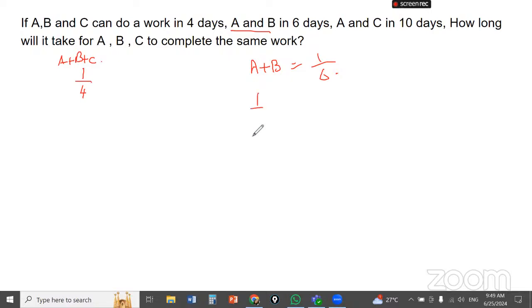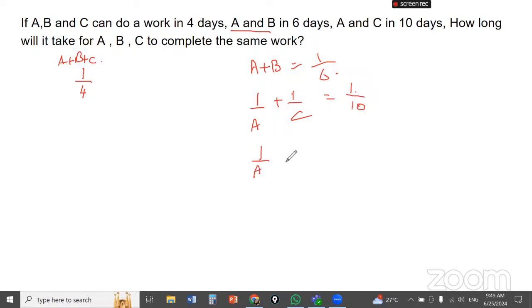So A's 1 day work is 1 by A and B's 1 day work is how much we got? I think it is 20 upon 3. Or in C also we can take C. Instead of going for fraction, we can take the C that we don't have any fraction there. So that becomes even more easier for us. So this is 1 upon 10.